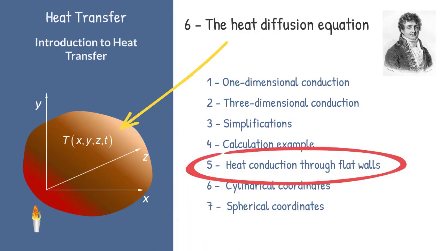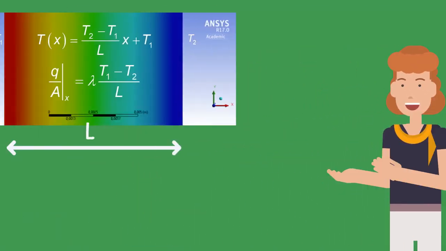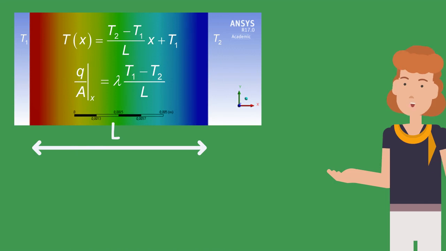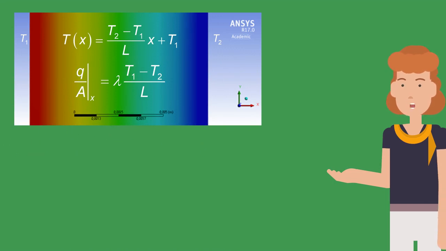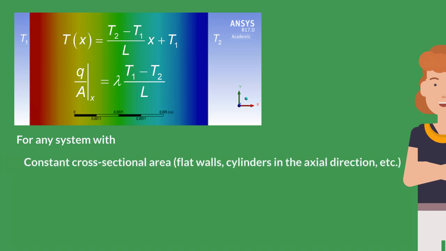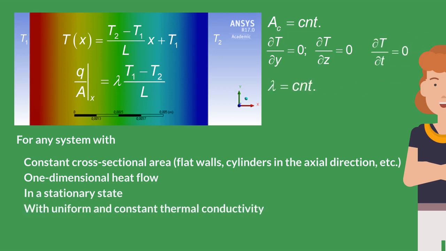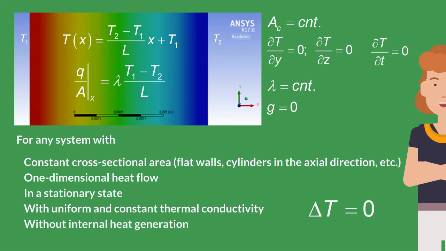We can generalize the results of the previous example for the temperature profile and the heat flux for flat walls. As can be seen in the figure, for the previous exercise, the isothermal surfaces are parallel planes. These results can be applied for any system fulfilling the following conditions: constant cross-sectional area, like flat walls or cylinders in the axial direction; one-dimensional heat flow; a stationary state; uniform and constant thermal conductivity; and no internal heat generation. That is, when the Laplace equation for temperature can be applied.